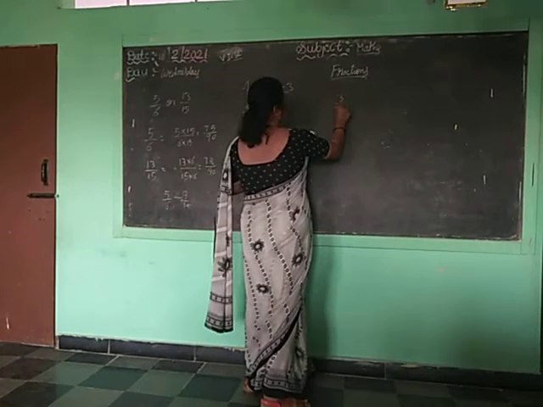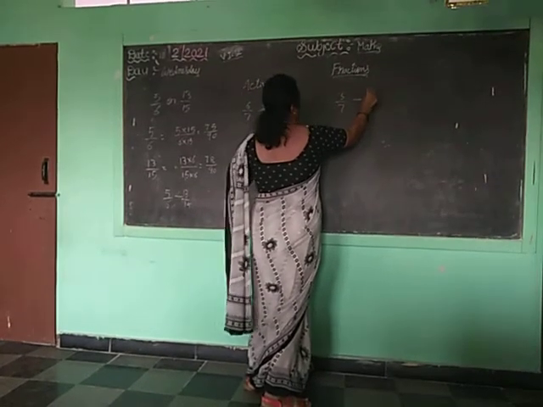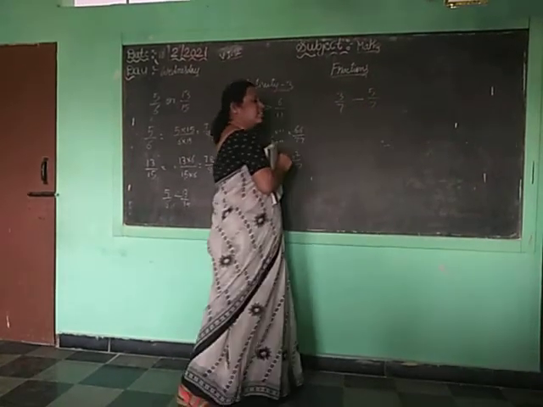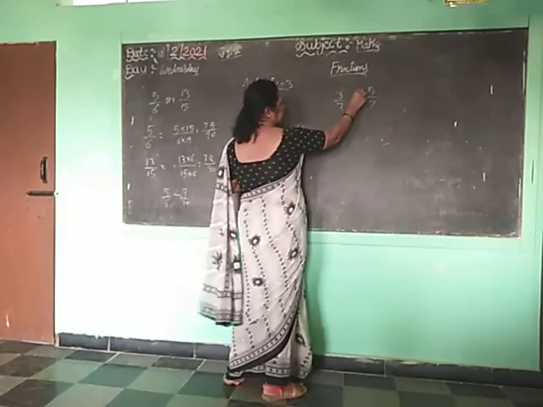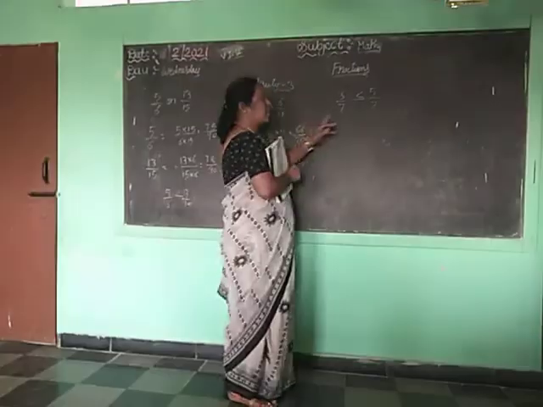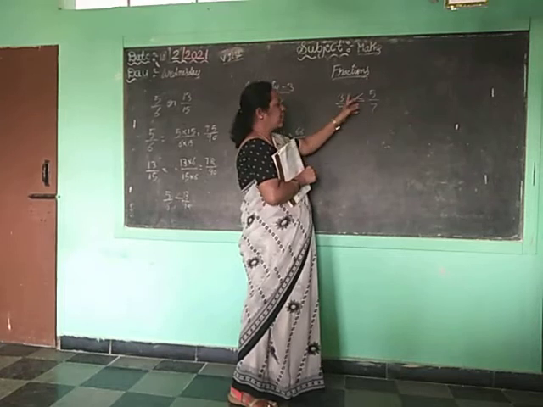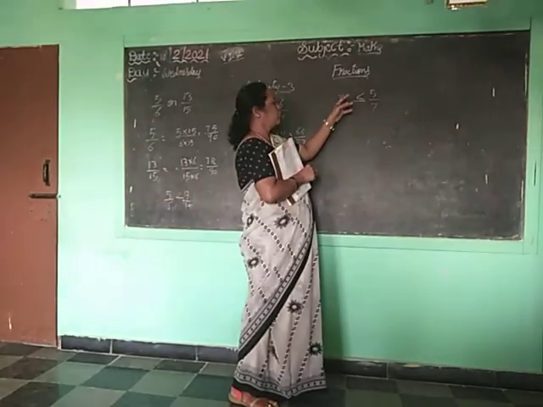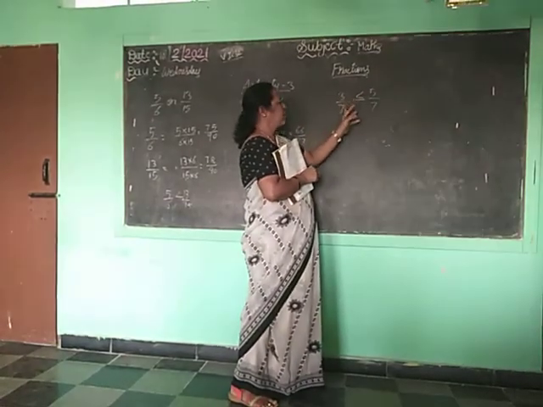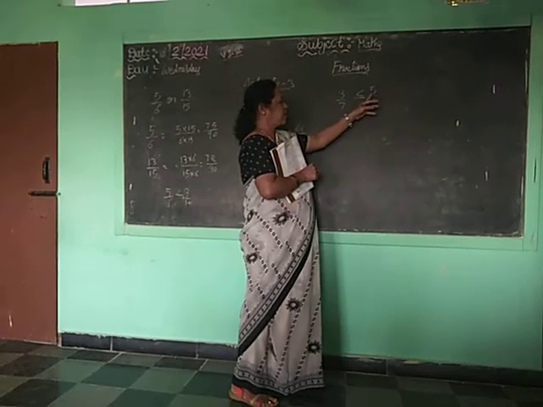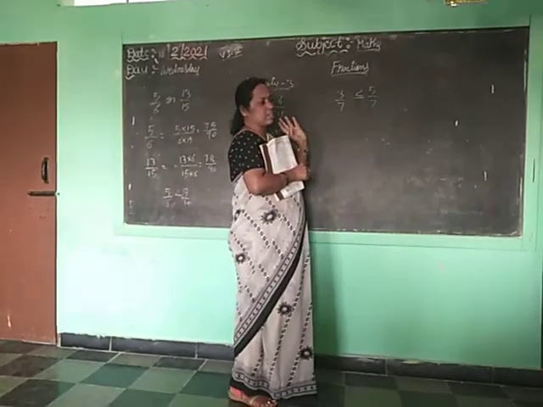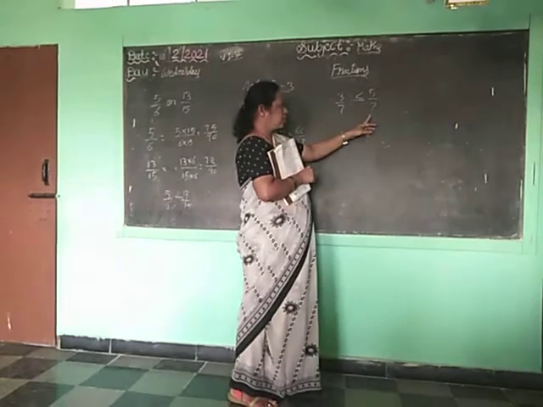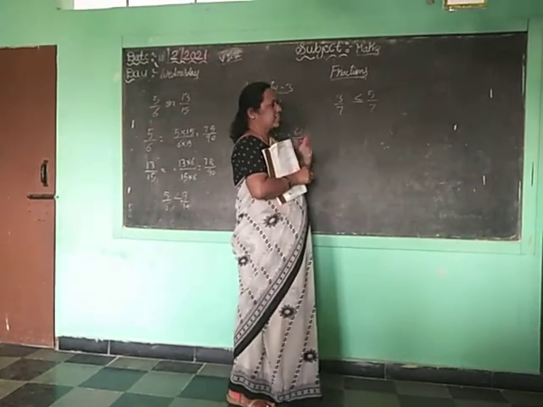Now 3 by 7, then 5 by 7. In this, which one is greater, children? 5 by 7 is greater. Okay, why? When denominators are same, the greater numerator is greater, the smaller is smaller. So 3 by 7 compared to 5 by 7, 5 by 7 is greater because the denominators are same. The numerator which is greater, that is the greater value.